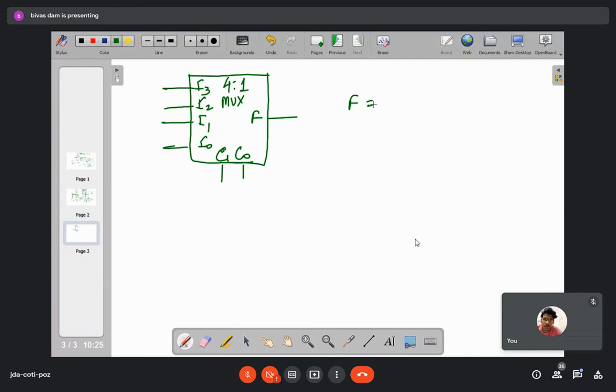Why is it like that? It is not C1 but C0 bar. Then it's fine.